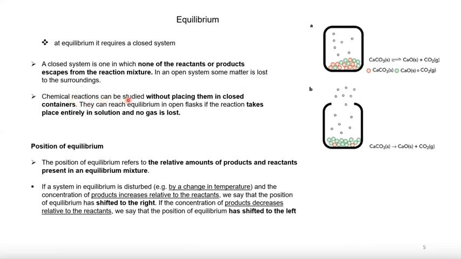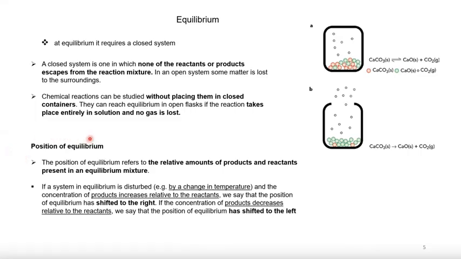Chemical reactions can be started without placing them in a closed container. They can reach equilibrium in an open flask if the reaction takes place entirely in solution and not in gas, and no gas is lost. So what does it mean? That we can have an open system, but in that case the reaction should occur in solution and there should not be any gas in the reaction system.